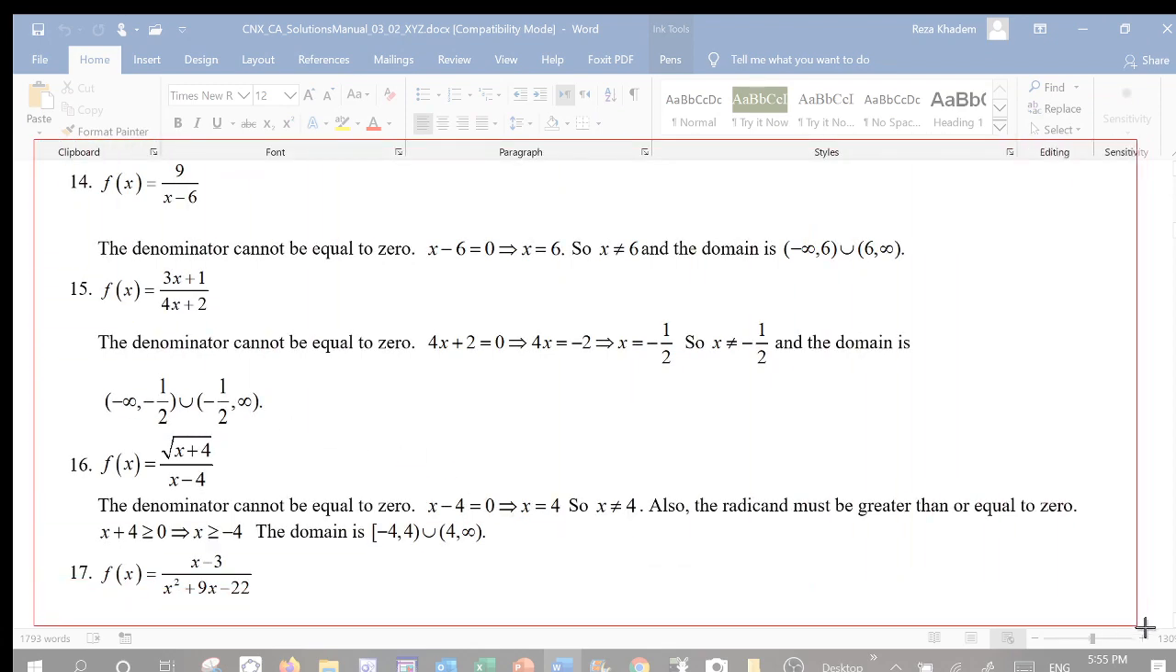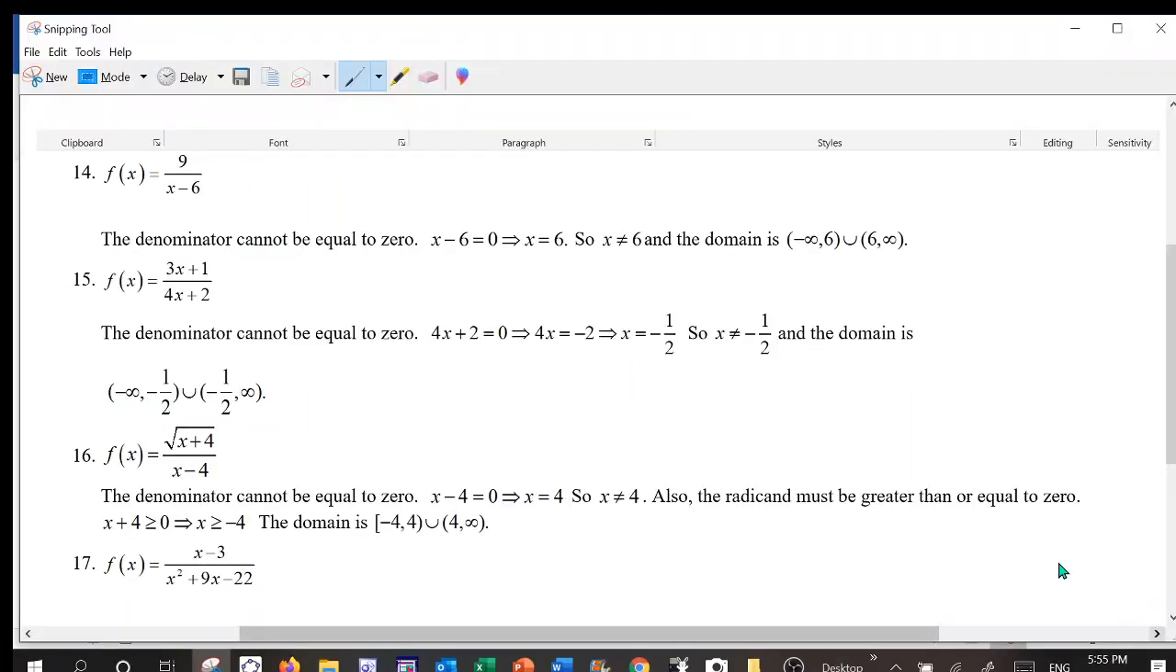So here we go. Number 14 is the one that has a denominator problem, right? So basically what we have to do, we have to take the denominator and set it equal to 0, and then solve that equation. We get 6. So we write that domain is basically, well, let's put it on the number line first. So domain is every number except for 6.